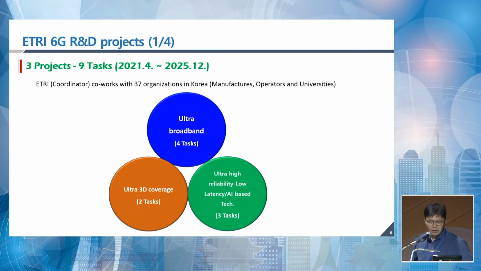Based on those 6 UC scenarios, we in ETRI right now have a 6G R&D project. We have 3 projects, and inside there are 9 tasks. The project kicked off last year in April, and will last until December 2025. Out of the 6 UC scenarios, we are mostly focusing on ultra broadband, ultra 3D coverage, and ultra high reliability, low latency, based on AI-based technology. ETRI, as a coordinator, co-works with 37 organizations in Korea: manufacturers, operators, and universities. The budget is around 200 million US dollars.